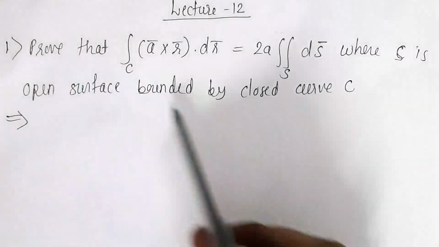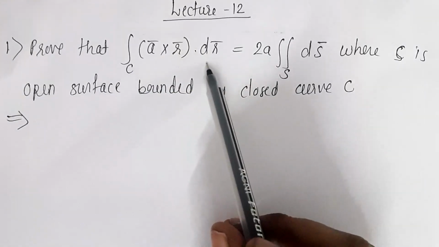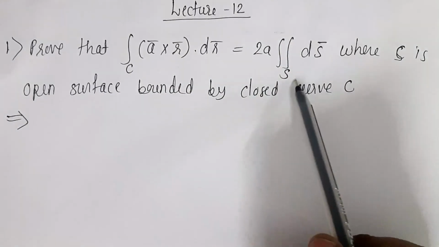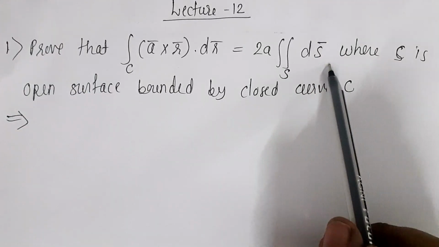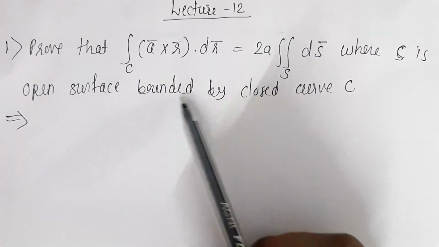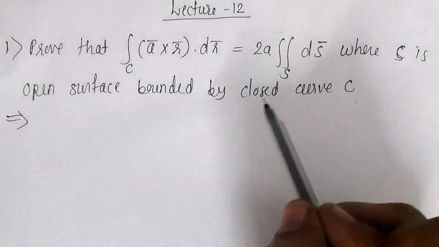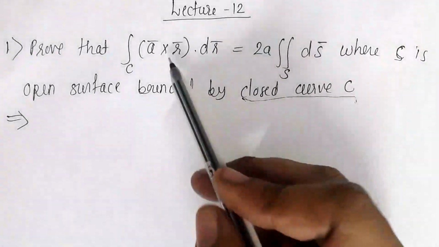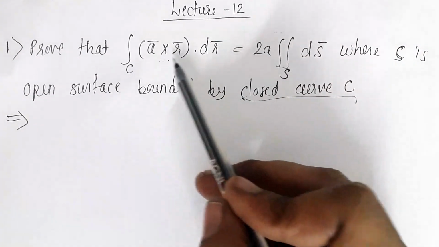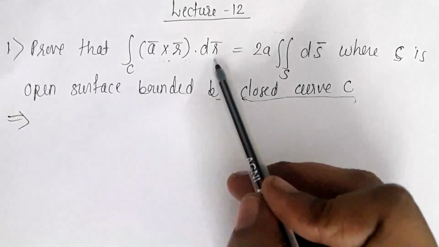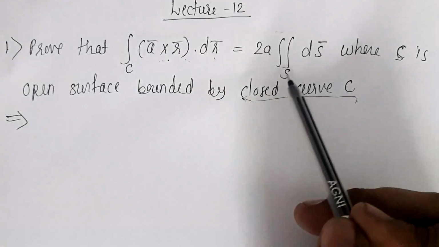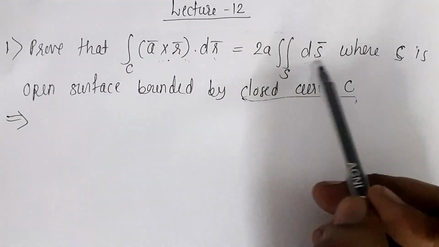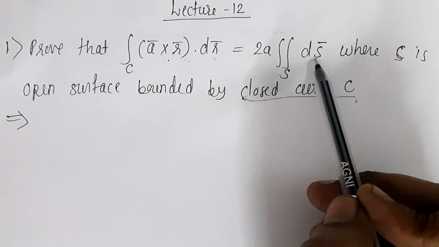First question is prove that integral over C of A cross R dot dr is equal to 2A double integral over S of ds bar, where S is the open surface bounded by a closed curve C. Now if the curve is closed and it is given as A cross R dot dr, then here ds bar is also present, so here we can use Stokes theorem.